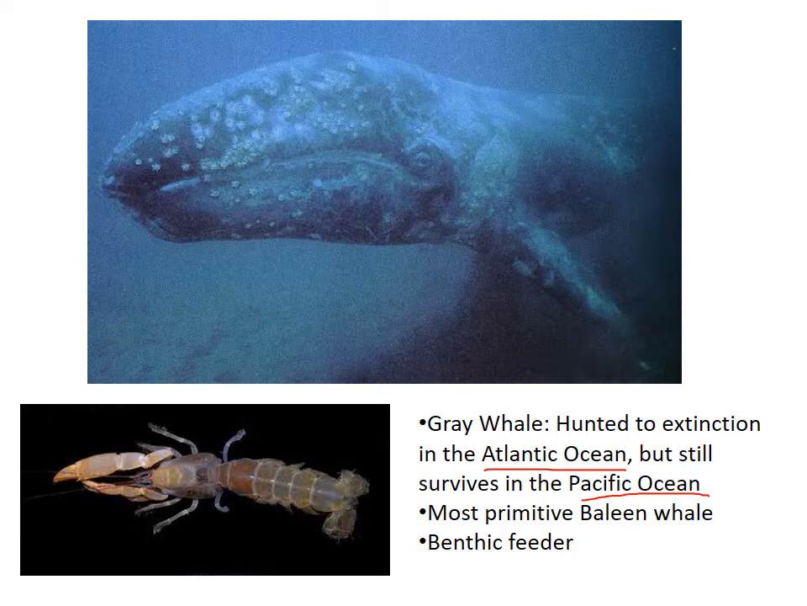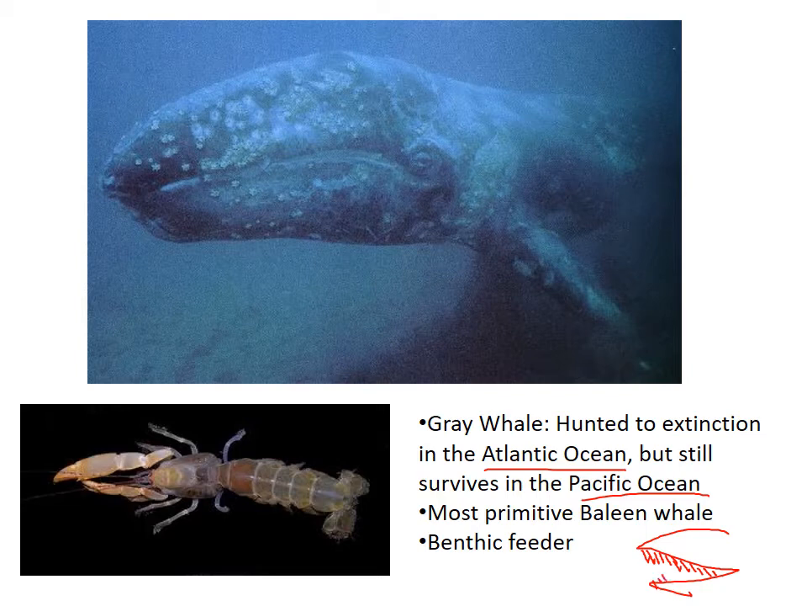So the gray whales are sort of a weird branch of the whale evolutionary tree. They're one of the most primitive baleen whales. So baleen is that stuff in some whales' mouths that's sort of like a comb that combs out the phytoplankton, usually, from the water.